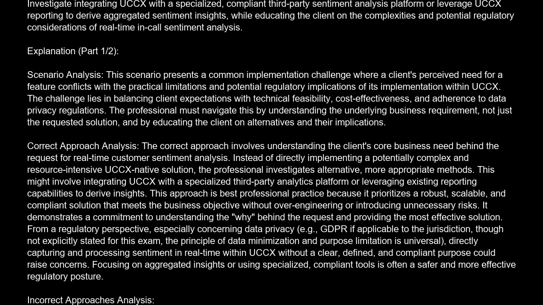From a regulatory perspective, especially concerning data privacy, e.g., GDPR if applicable to the jurisdiction, though not explicitly stated for this exam, the principle of data minimization and purpose limitation is universal. Directly capturing and processing sentiment in real time within UCCX without a clear, defined, and compliant purpose could raise concerns. Focusing on aggregated insights or using specialized, compliant tools is often a safer and more effective regulatory posture.